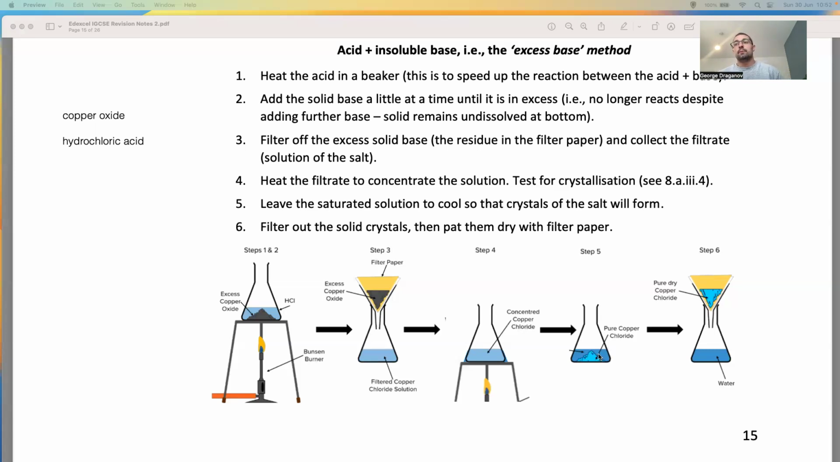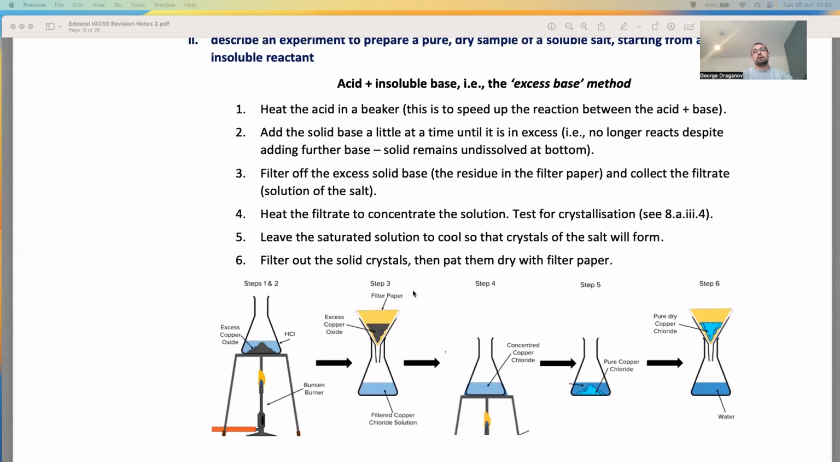Then you would either filter them out again and pat them dry with a filter paper, or if you have more time, you could leave it in a drying oven or windowsill for the rest of the water to evaporate, and then pat dry your crystals. But depending on the question, you might want to just filter out the remaining water after the crystals formed, since you don't have 2 or 3 days. So this is the method used. You need to learn it very, very well, because it gets tested a lot.